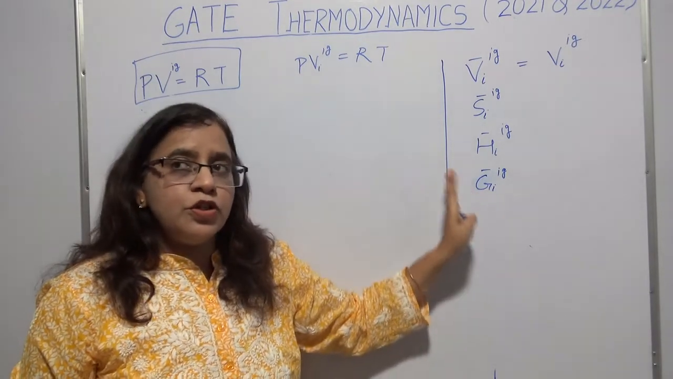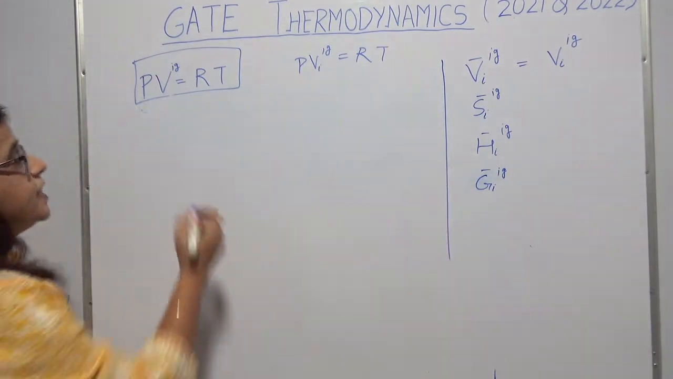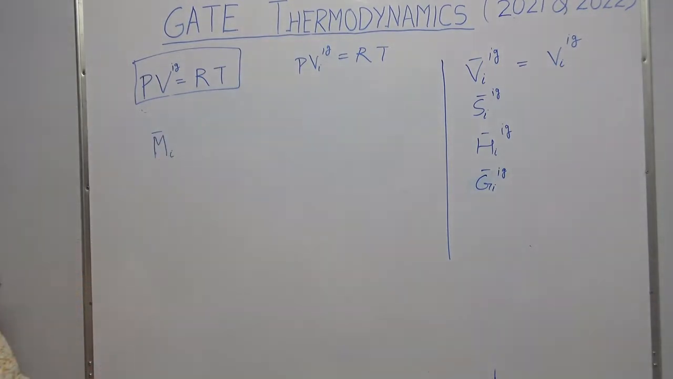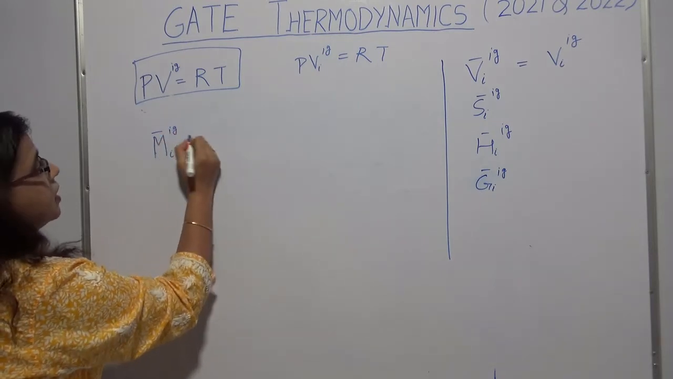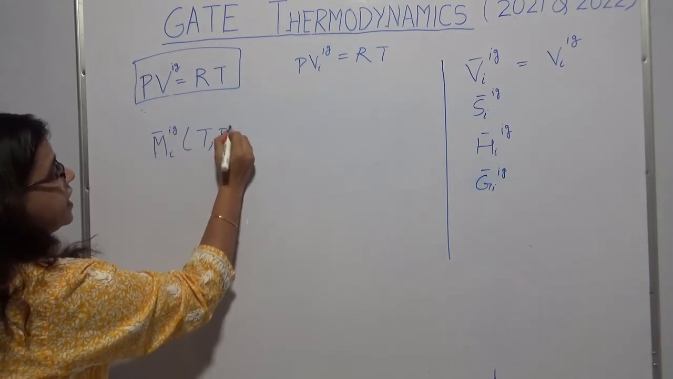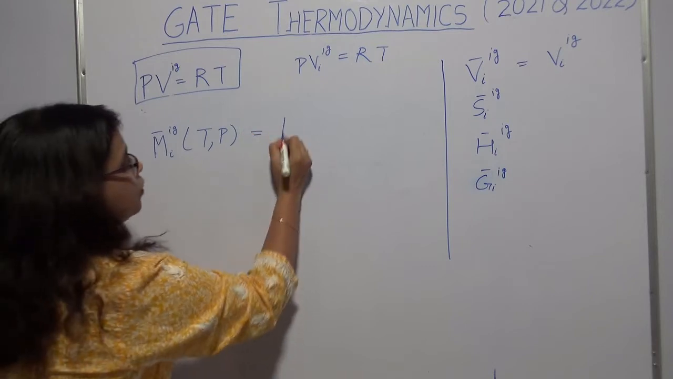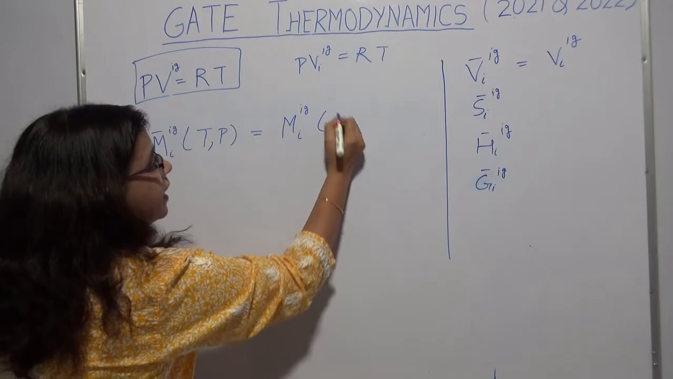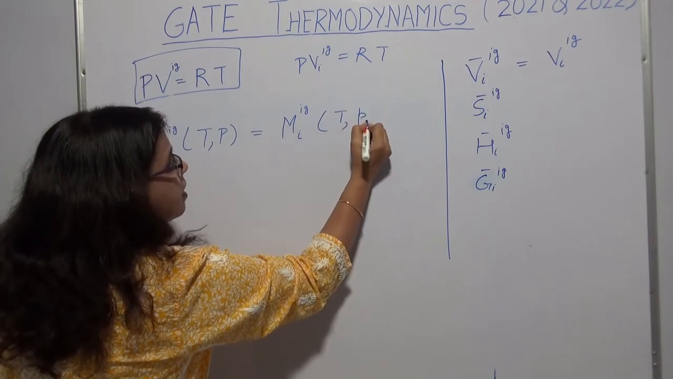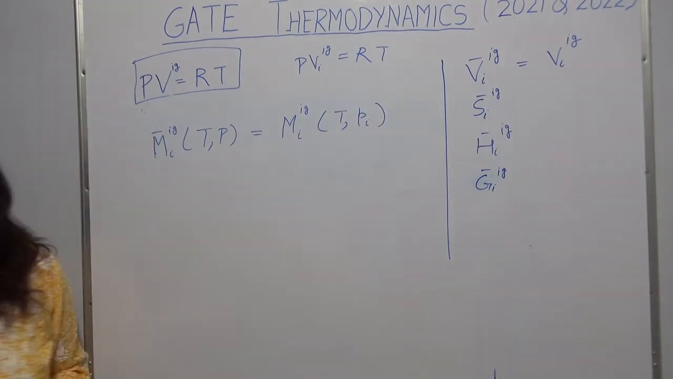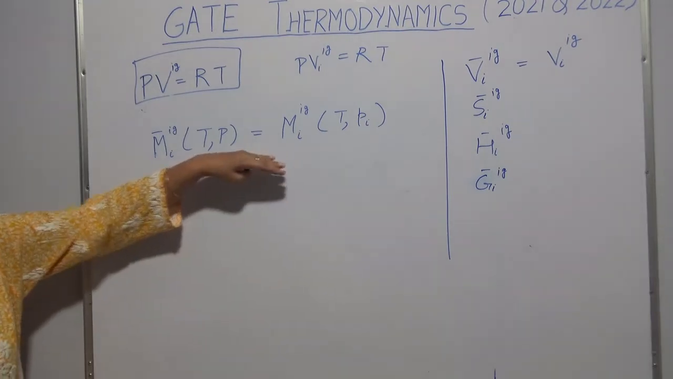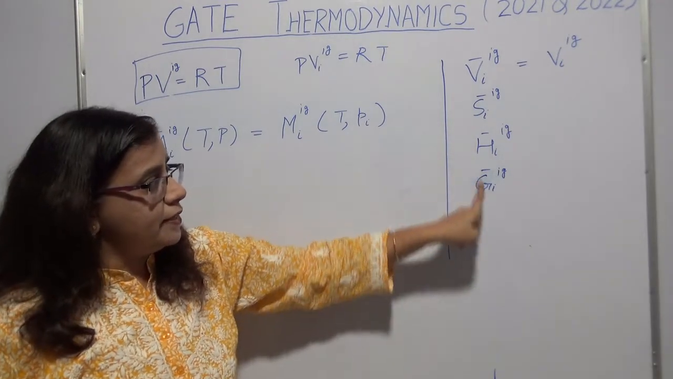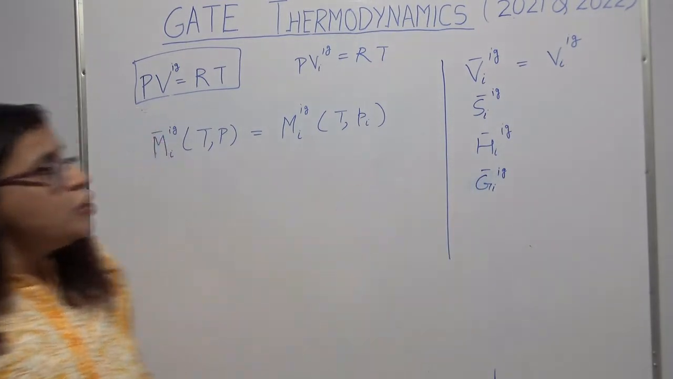For that we are going to use Gibbs theorem, which states that the partial molar property of any species I in an ideal gas mixture at any temperature T and pressure P is equal to the pure species property at the same temperature but at the partial pressure of I in the ideal gas mixture. So I am going to use this in order to calculate my partial molar entropy, enthalpy and Gibbs free energy.